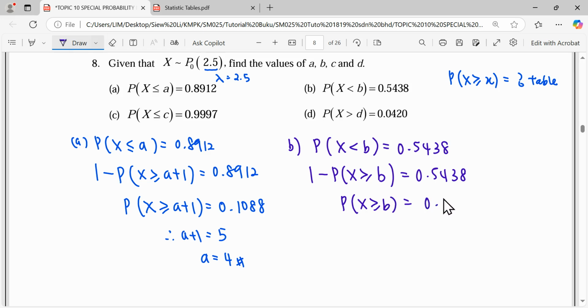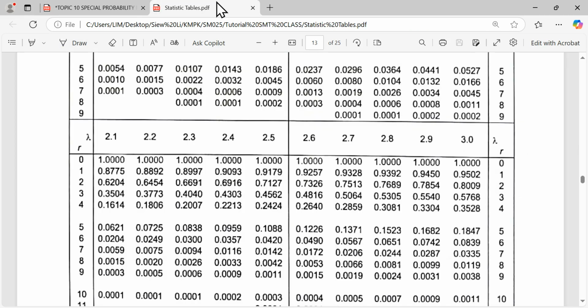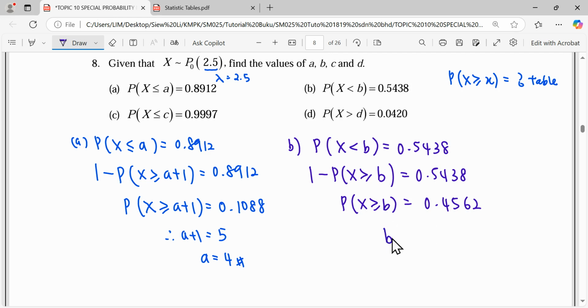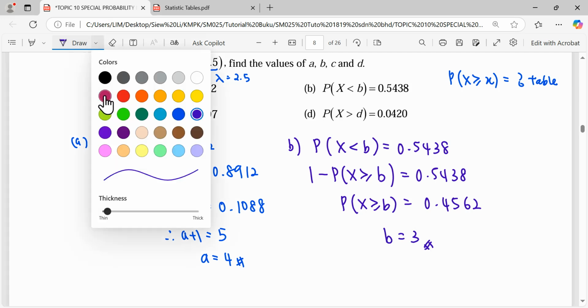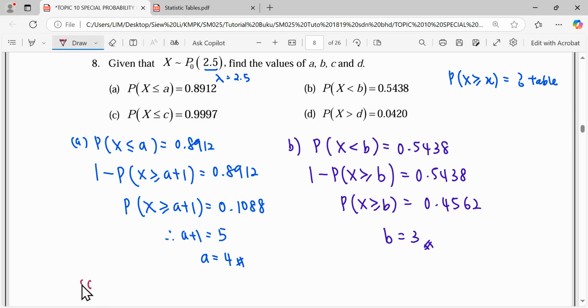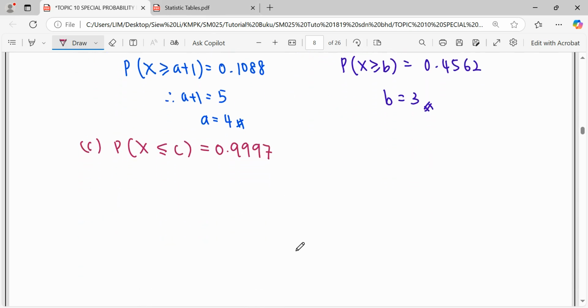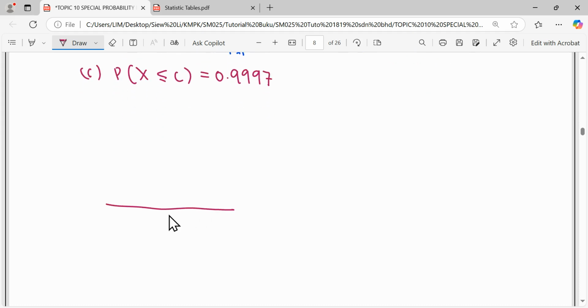That gives the probability 0.4562. So we read the table. 0.4562 comes from the reading of 3. So this value b is a reading of 3. Alright, then we proceed to question C. Probability for X less than or equal to c is 0.9997. Again, we need to change it to the more than or equal situation.